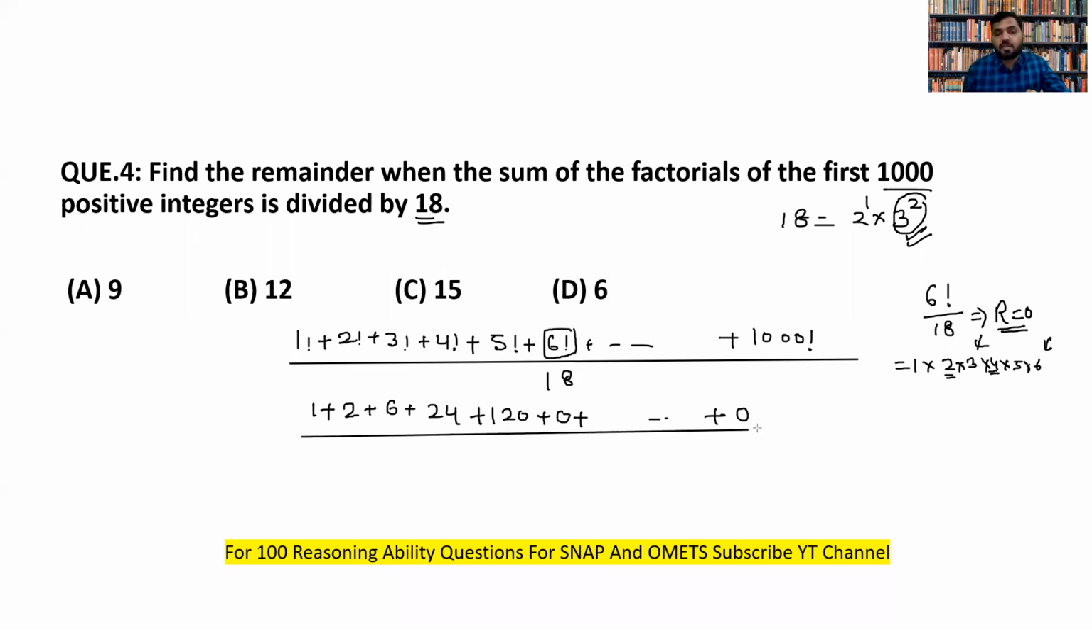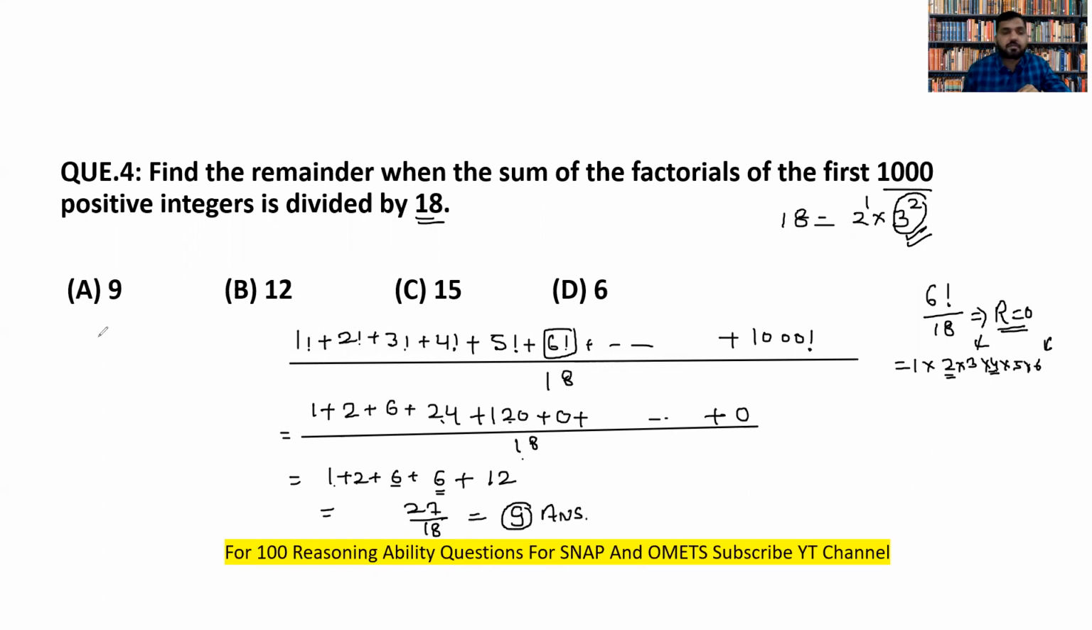So all I have to do is divide this number by 18. Right. So now just do the addition. 1 + 2 + 6. 24 when divided by 18 will give you a remainder of 6. Right. 120 when divided by 18 will give you a remainder of 12. Now do this addition. 1 plus 2 is 3. 3 plus 6 is 9. 9 plus 6 is 15 plus 12 is 27. 27 when divided by 18 will give you a remainder of 9. This is the correct answer to the question. Right.